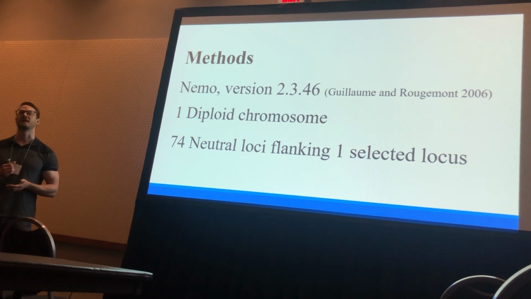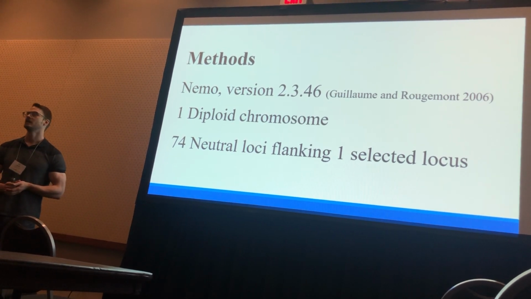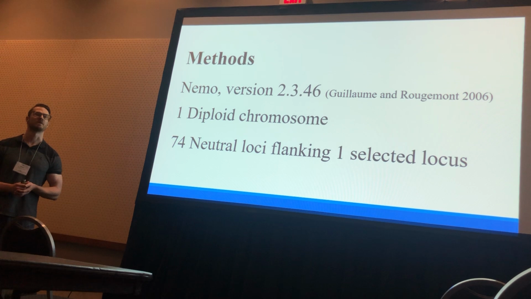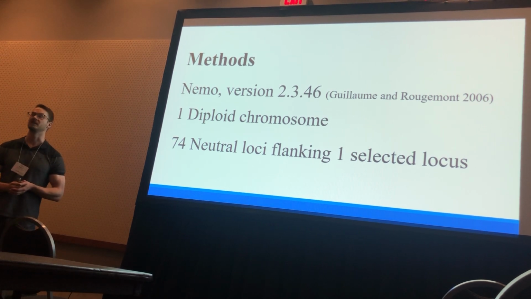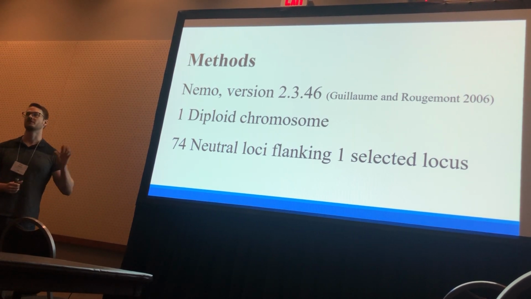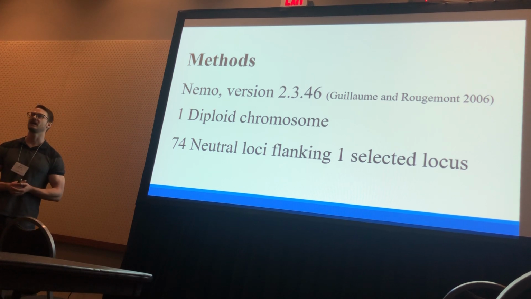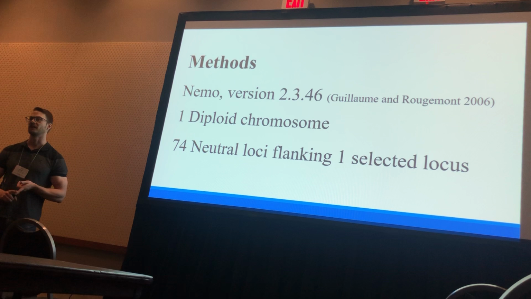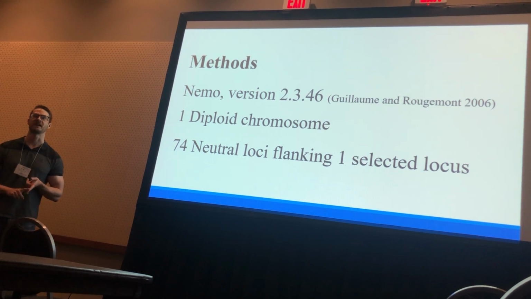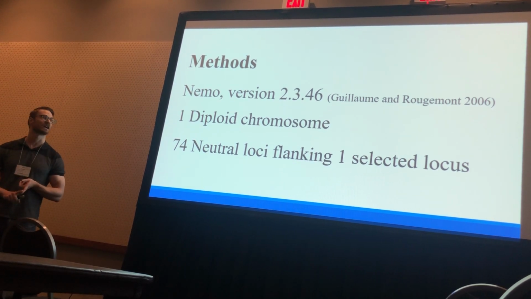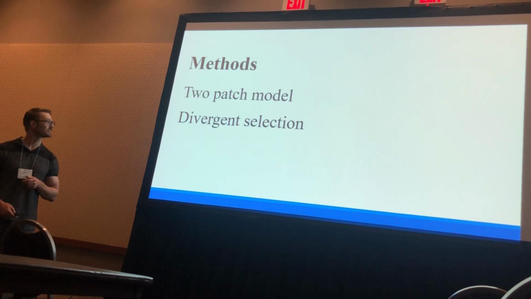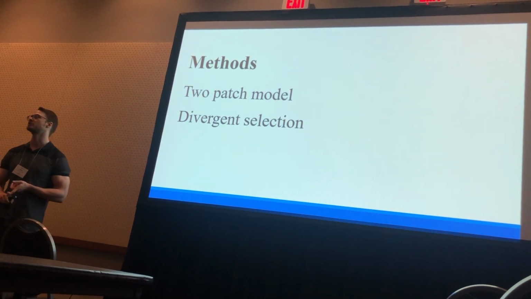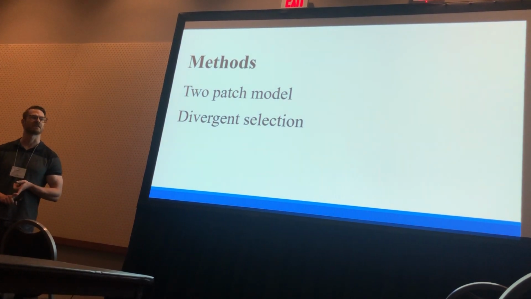To investigate this, I performed a simulation study. I used a forward-in-time, individual-based stochastic program called NEMO. For the results I'll share with you today, I just used one diploid chromosome, one selected locus, and that one selected locus was flanked by 74 neutral loci. In today's results, I'll just show a simple two-patch model with symmetric migration.